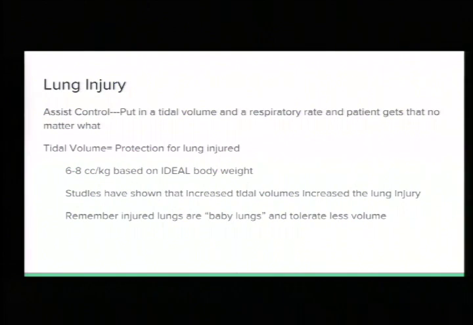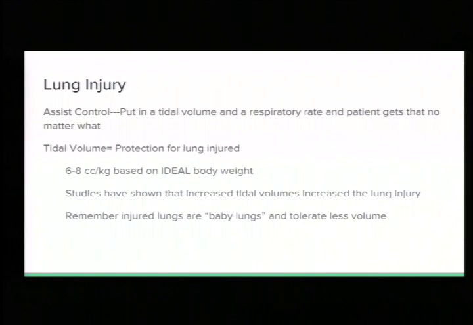So with assist control, you put in a tidal volume and a respiratory rate that the patient gets no matter what. So every time they take a breath, they're going to get a set tidal volume, and they're going to be guaranteed a minimum respiratory rate. So in a protected patient, so the lung injured type patients, that's all your patients except for COPD and asthma, your tidal volume is somewhere between 6 and 8 cc's per kilogram of ideal body weight.